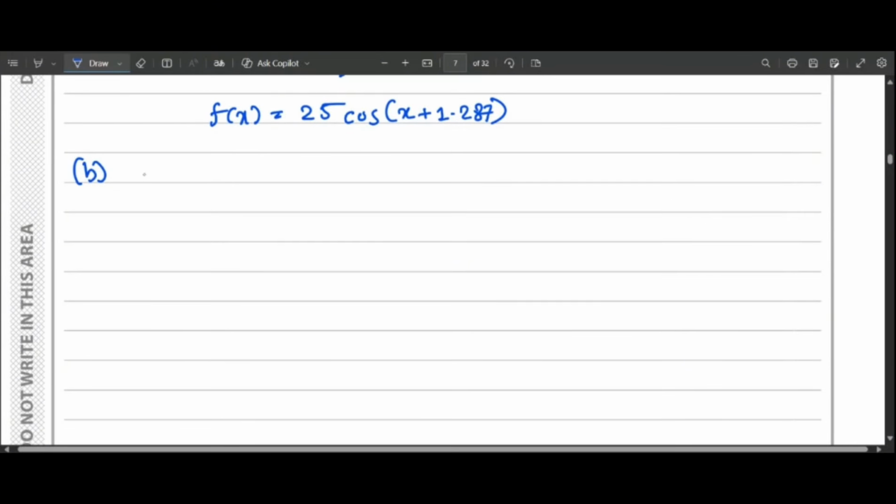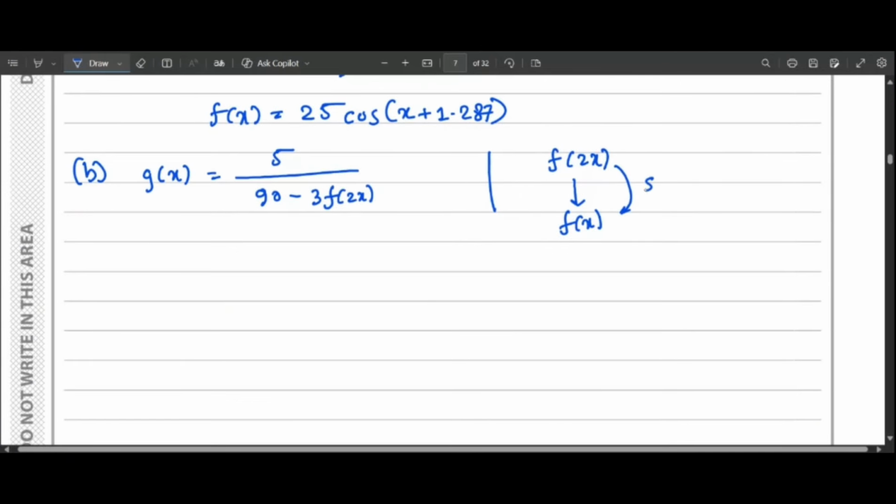We know that g(x) is equal to 5 divided by 90 minus 3 f(2x). We know that f(2x) is a horizontal compression of f(x), so they will have the same y coordinates. There will be no change in the y coordinates for both of these graphs.